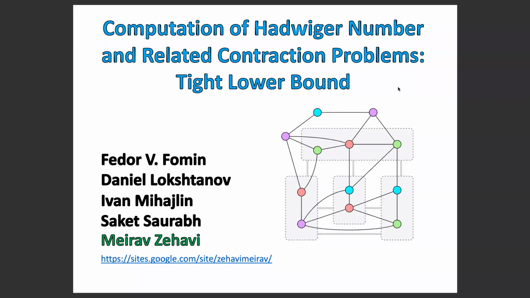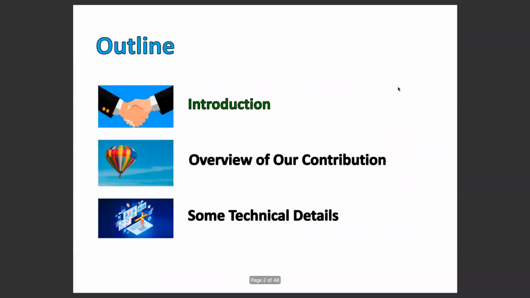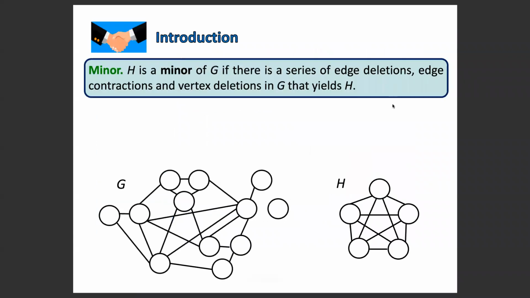I am going to talk about an approach to obtain tight lower bounds for contraction problems, and in particular for the Hadwiger number problem. So we will start with a short introduction with some background for this study. First of all, to define the Hadwiger number problem, we need to define the notion of a minor.